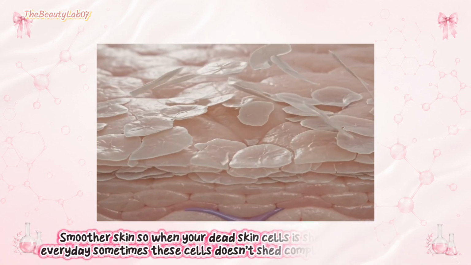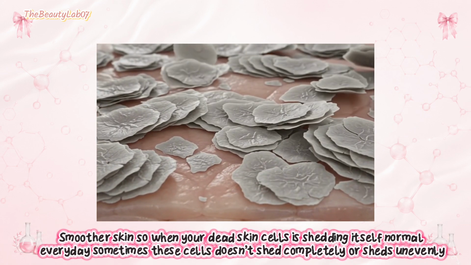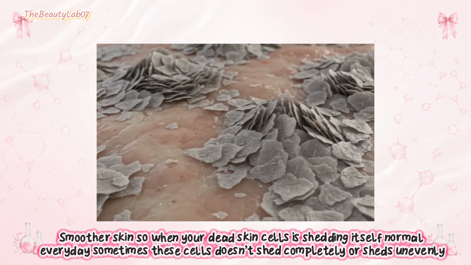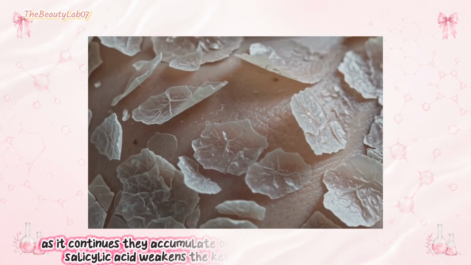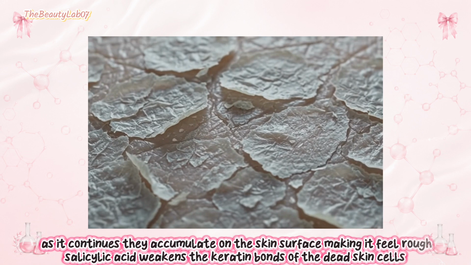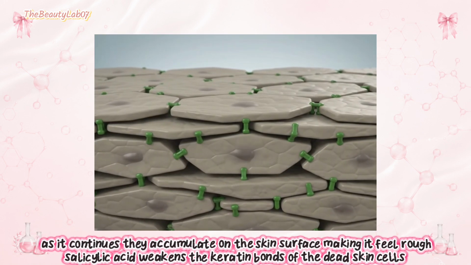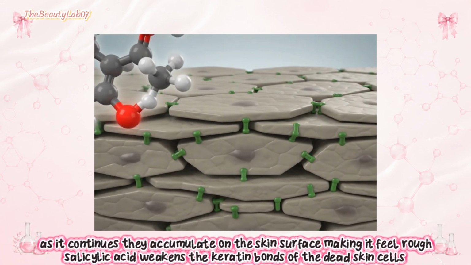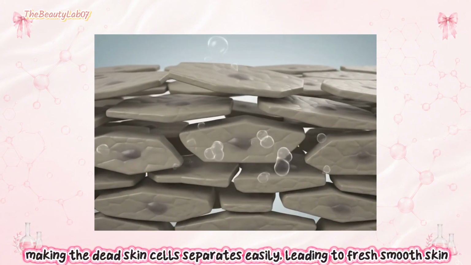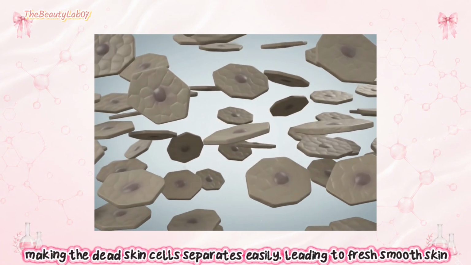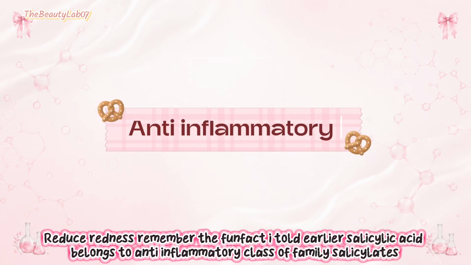Smoother skin. When your dead skin cells are shedding themselves normally every day, sometimes these cells don't shed completely or shed unevenly. They accumulate on the surface. This creates a rough, jagged surface texture, making your skin feel rough, dull and dry. Salicylic acid is able to target and loosen these bonds, weakening the specialized junctions called corneodesmosomes that hold dead skin cells together, making the dead skin cells separate easily and float away, leading to fresh, smooth skin.